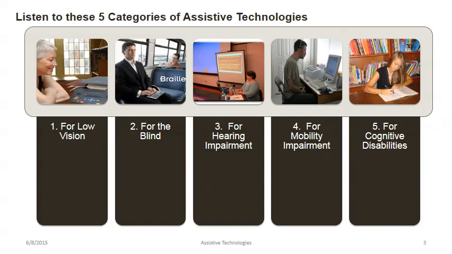The purpose of this presentation is to build your awareness both of the issues and solutions that some individuals face when taking an online class. This presentation covers 5 categories of assistive technologies: for low vision, for the blind, for the hearing impaired, for mobility impairment, and for cognitive disabilities. Products and services mentioned in this course are for informational purposes only. We are not advocating one application or brand of equipment over another.